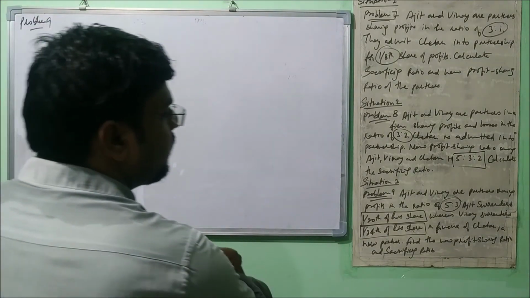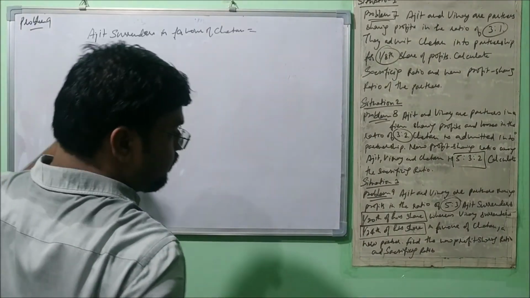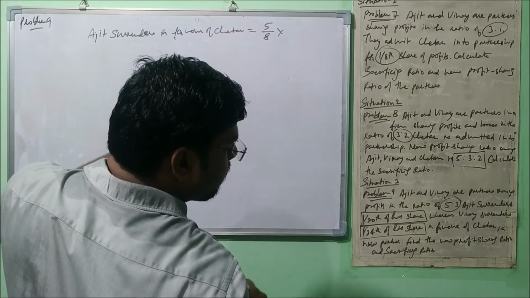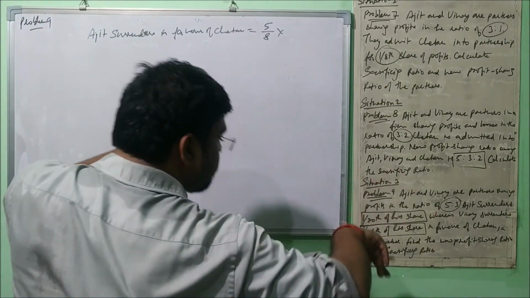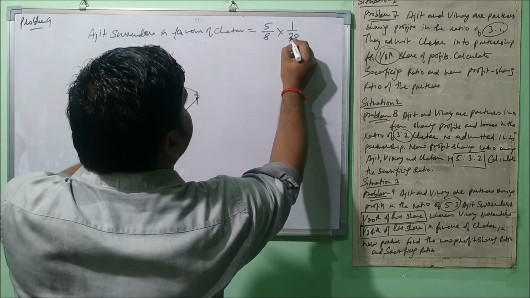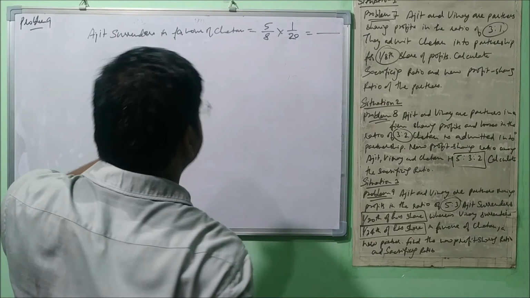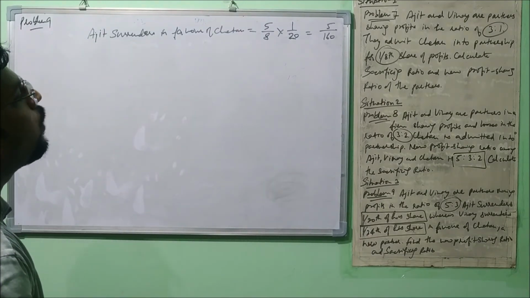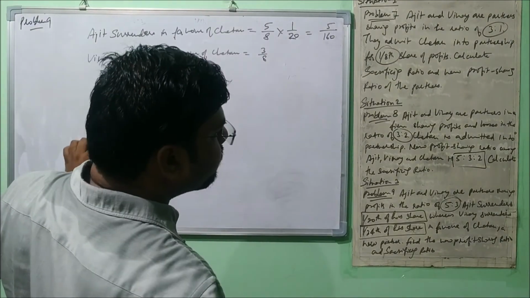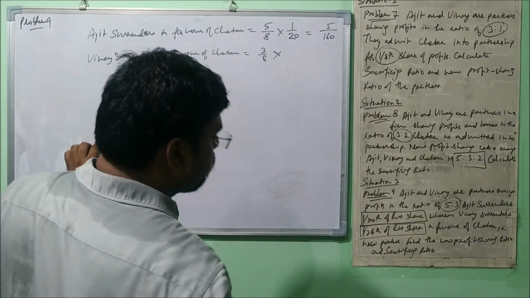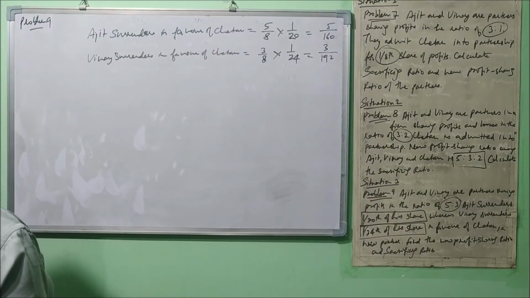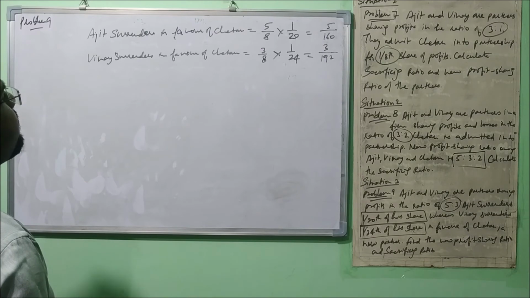Alright, so let's calculate what Ajit surrenders. Ajit's share is 5/8, and he is surrendering 1/20th of his share, meaning 1/20th of 5/8. So it is 5/160. Now similarly we will calculate for Vinay. 3/8, right? 1/24th of 3/8. So 3/192. Now this is their sacrificed share.